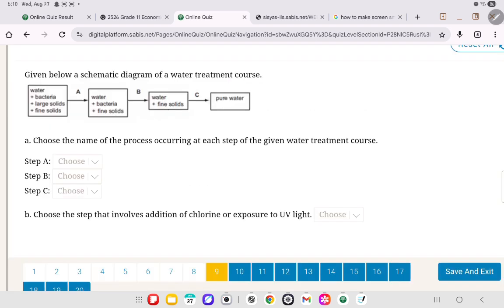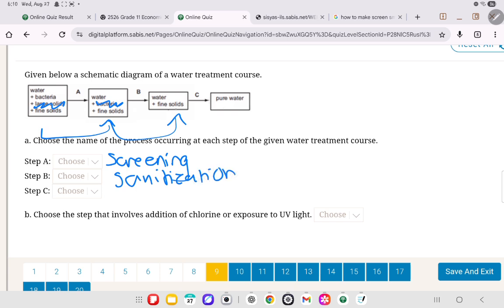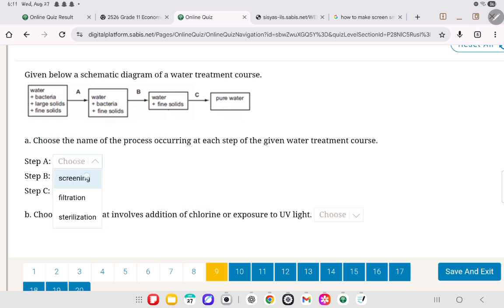We'll move on to question number 9. So what did we get rid of from this step to this step? We got rid of the large solids. So this is gotten rid of by screening. Then from this step to this step, bacteria. This is the sanitization, I think, if it is even a word. And then here we got rid of the fine solids. So this is the filtration. So let us check. This is screening, this is sterilization, and this is filtration.